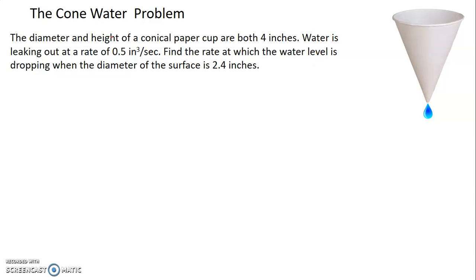So this is similar to the pyramid problem, but it has a couple of slight differences. It tells us that the diameter and the height of a conical paper cone are both 4 inches, so we know that the diameter is equal to the height at all times. The water is leaking out at a rate of 0.5 inches cubed per second. It's a rate, which tells me it's going to be a fraction. Inches cubed is a way to measure volume. Seconds is a measure of time. So this is giving us dV dt. And since it is leaking out, I would say that we have a negative rate of change of volume. So dV dt is negative 0.5.